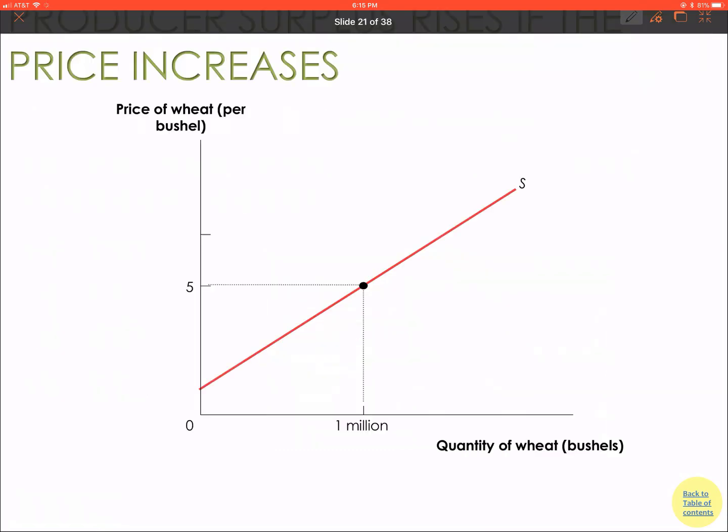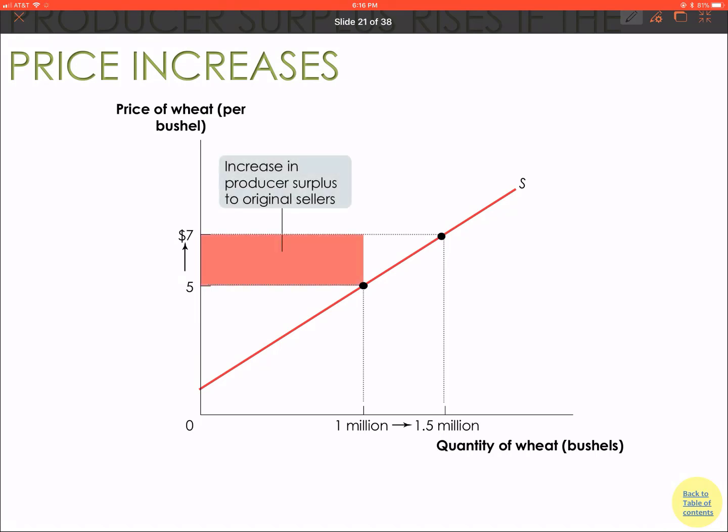Now, what happens if the price increases? For producers, a price increase is a good thing. So price increase is probably going to increase producer surplus. Sure enough, suppliers like a higher price. So when we see the price rise from 5 to 7, we expect that their producer surplus will rise. And sure enough, there will be a larger area above the supply curve and below that price.